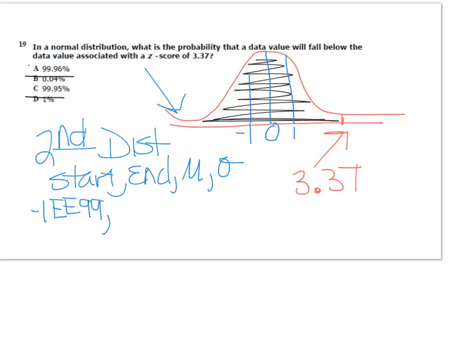We're going to take it to 3.37, since that's where we're trying to get from beginning to end. The mean, we're going to use our normal mean, which is 0. And then the standard deviation, when you normalize things, will be 1. So we're going to put this syntax in the calculator, and once we put it in the calculator, we should get the correct answer. Good luck.